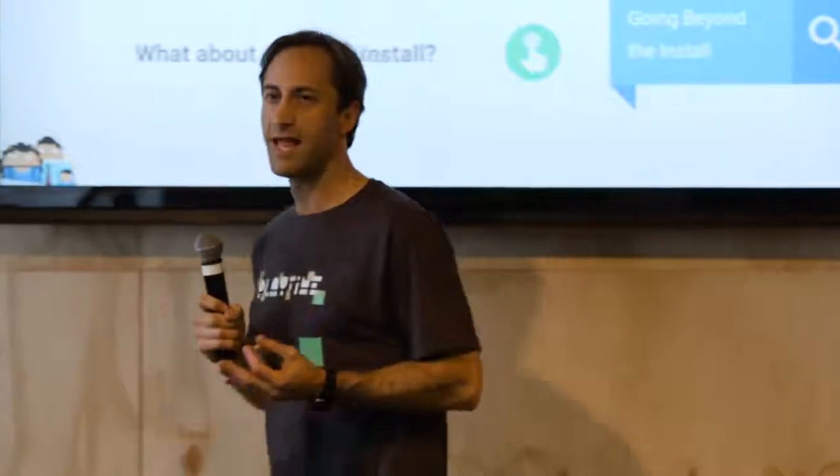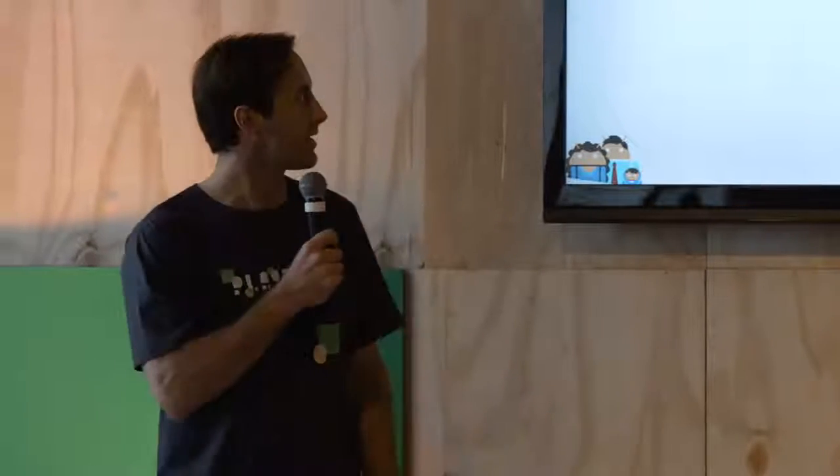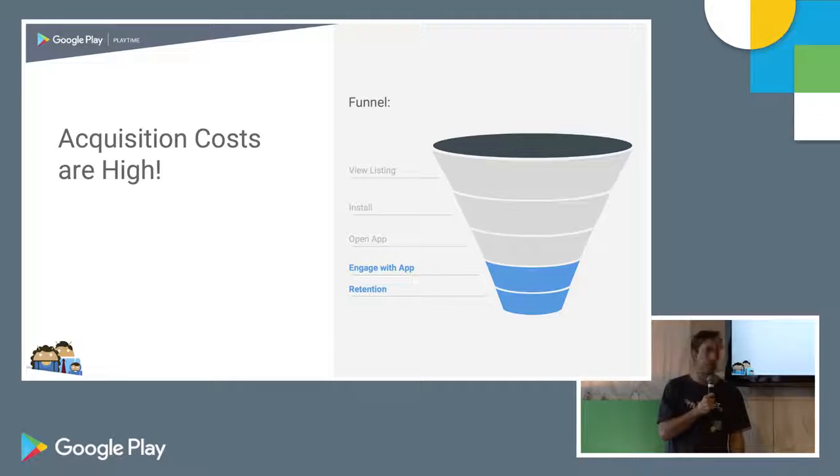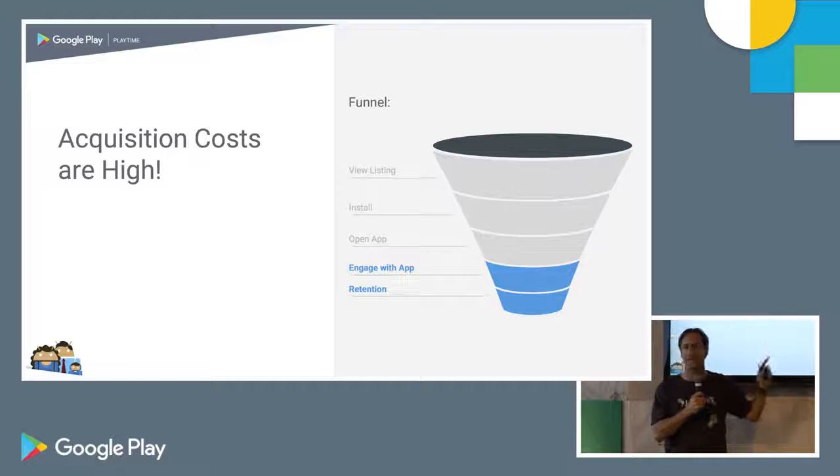So you've spent a lot of time, effort, resources getting a user to ultimately download your app, right? It's quite the process. There's motivation, discovery, expectation, search, filter, and then finally the download. So what about after the download? So let's look at the user funnel. We got the view listing, install, open the app. Today, I really want to focus on the bottom two, engaging with your app and retention.